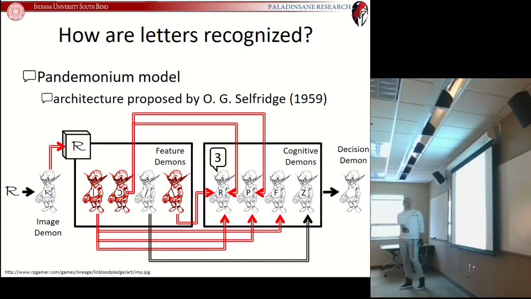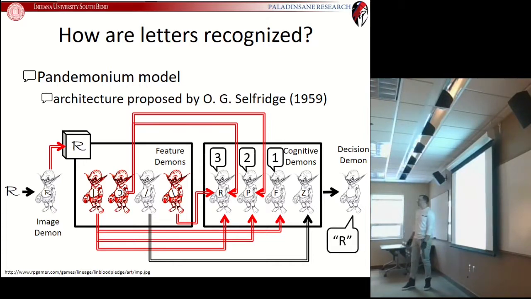R says he got complaints from 3. P says he got complaints from 2. F says only 1. Z still has no idea that anything's projected. And our decision demon says, all right, 3 is more than any other complaint number. It's got to be R that we're looking at.